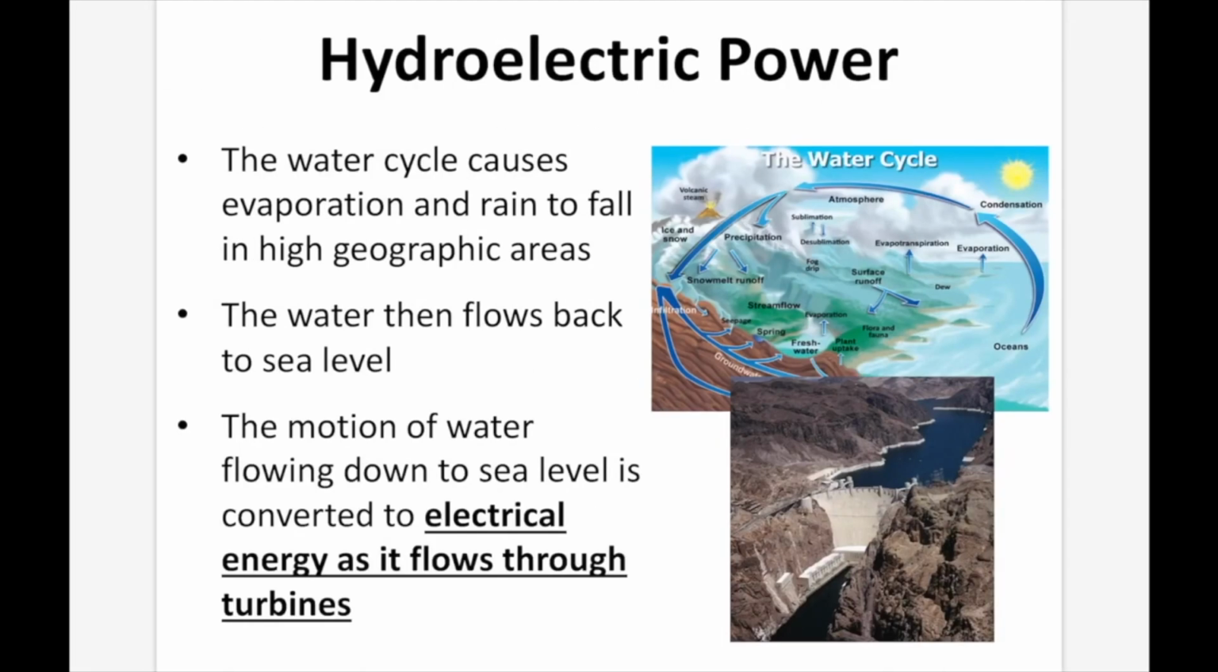Hydroelectric power. The water cycle causes evaporation and rain to fall in high geographic areas. The water then flows back to sea level. In electrical power stations, we're able to harness the motion of the water flowing down to sea level and convert that energy into electrical energy. Examples of that include dams.